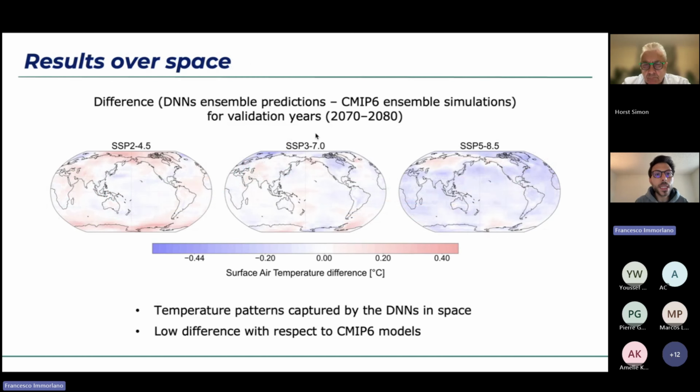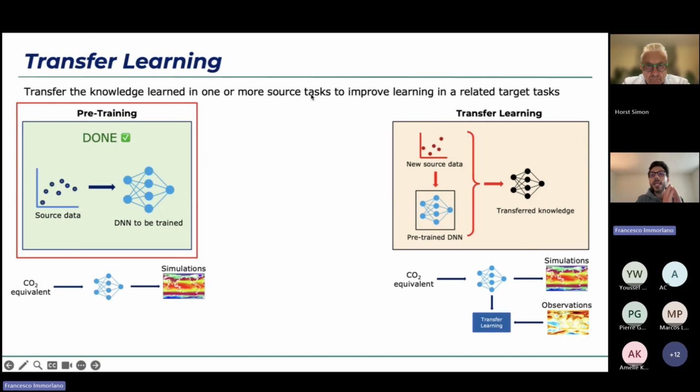So this is the comparison of what the ensemble of DNNs predicted during the validation years. The ensemble is just the average over the DNNs compared to the ensemble of simulations, and we computed the difference. We can see that the differences are pretty low, confirming that the patterns are captured also in space. So the pre-training is concluded. We ended up with 22 emulators, or 66, sorry, so 22 per scenario.